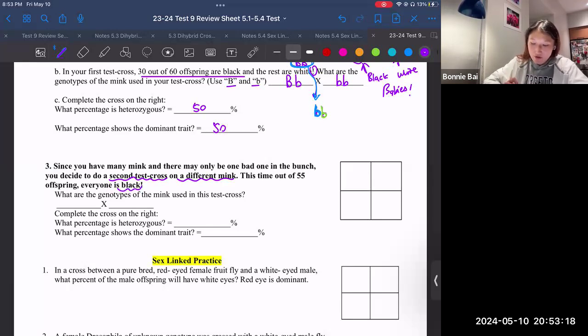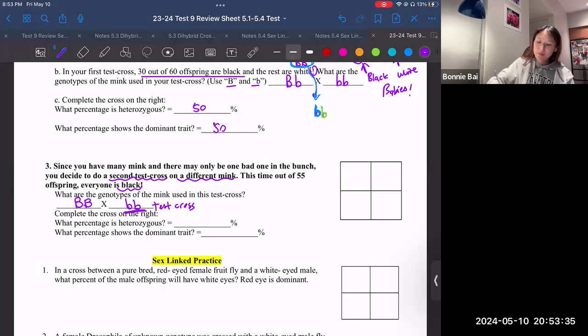All right, this time, out of the 55 offspring, all the babies are black minks. Okay, so if all the babies are black minks, that means the parent has to be homozygous. I'm saying the parent has to be this. The other one is still little b, little b. Little b, little b is test cross. We cross with little b on purpose.